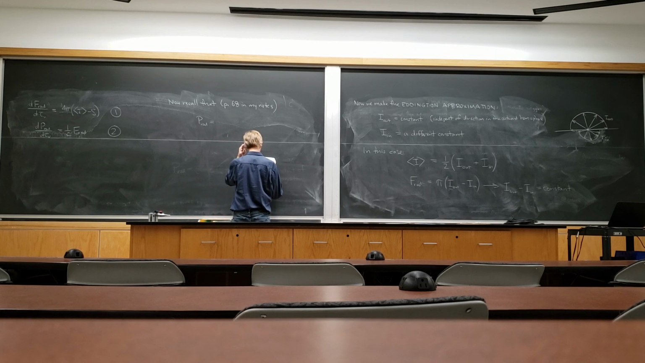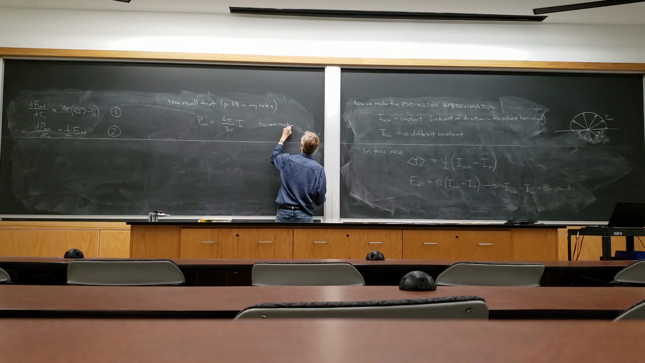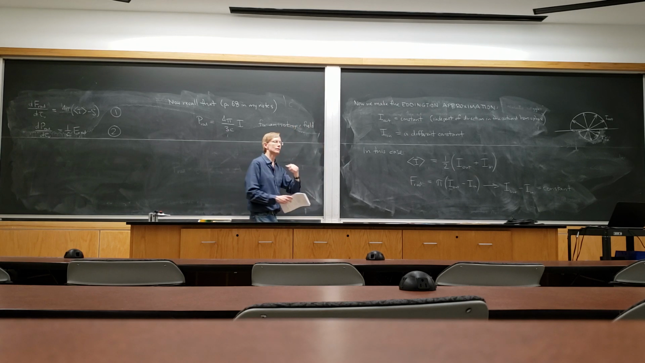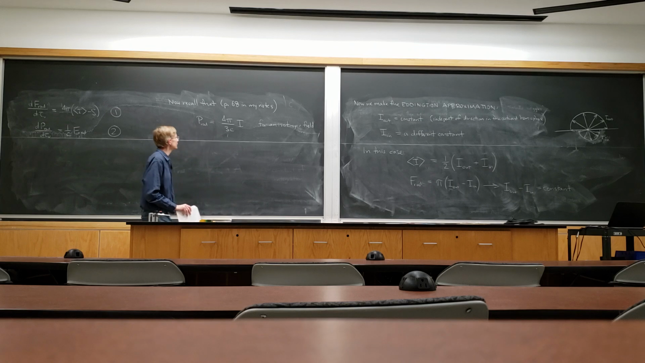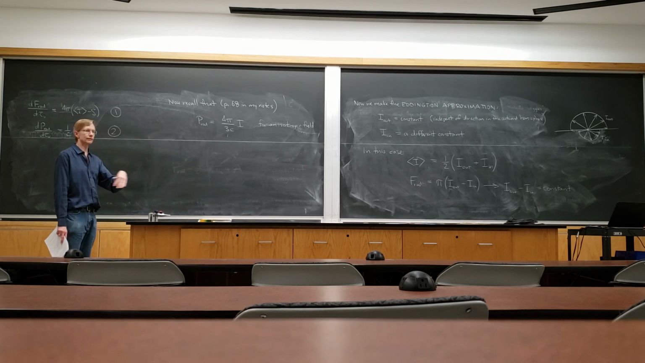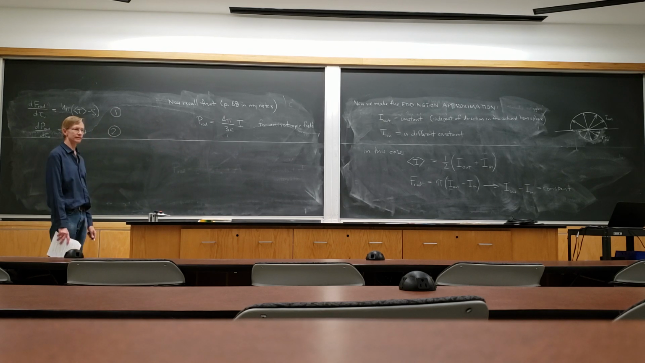is equal to 4 pi over 3c times I for an isotropic radiation field. In other words, if it's truly isotropic, it's 4 pi over 3c times I.